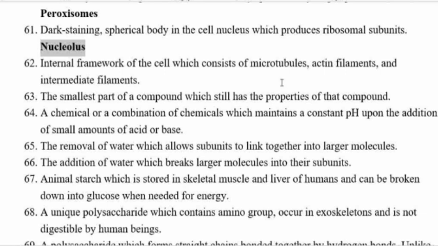Now, question number 62. The internal framework of the cell, which consists of microtubules, actin filaments, and intermediate filaments. What name will you give to that one? You will refer to that one as cytoskeleton. And you'll be right. So the cytoskeleton refers to the internal framework of the cell, which consists of microtubules, actin filaments, and intermediate filaments.